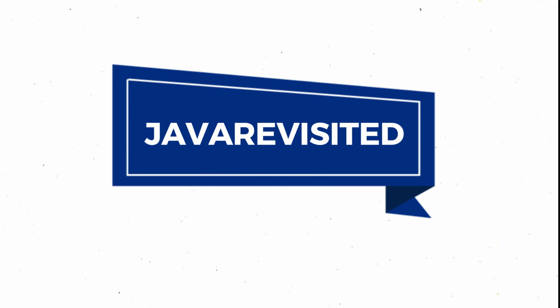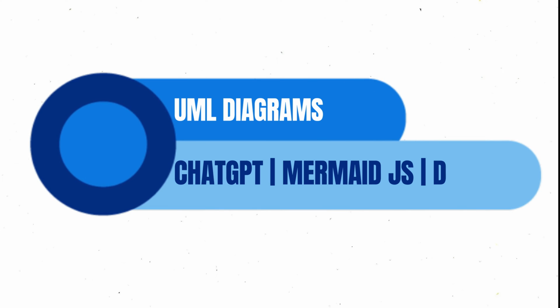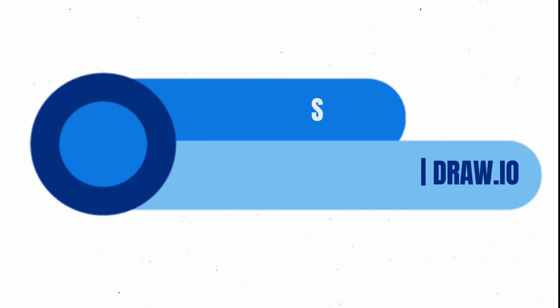In today's video, we are going to see how we can create UML diagrams with the help of ChatGPT and Mermaid.js. We are going to put that code into draw.io to get the diagram.